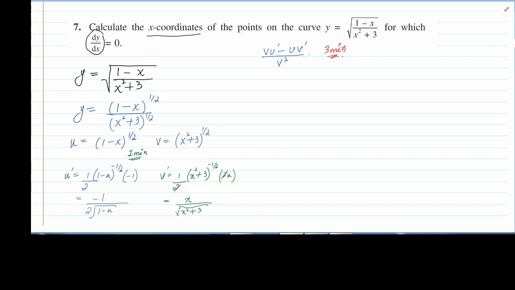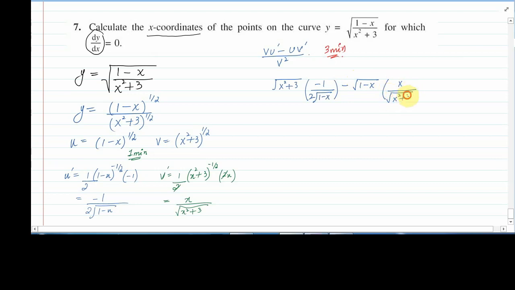Alright, so what is v? V is under root x square plus 3. V derivative of u: the derivative of u is minus 1 divided by 2 under root 1 minus x. Minus u, and u is under root 1 minus x, and the derivative of v is x divided by under root x square plus 3.